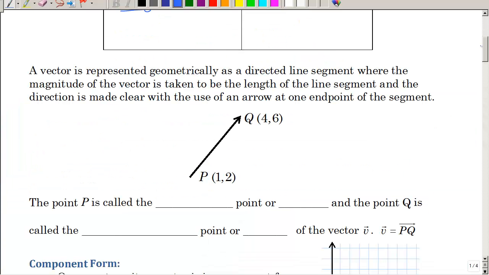We can represent a vector by an arrow. So I've drawn one here. The point P here is called the initial point, or believe it or not, the tail. And Q is called the terminal point. Where do we end up? Or the head of the vector. In a lot of physics classes you'll hear head and tail as opposed to initial and terminal.